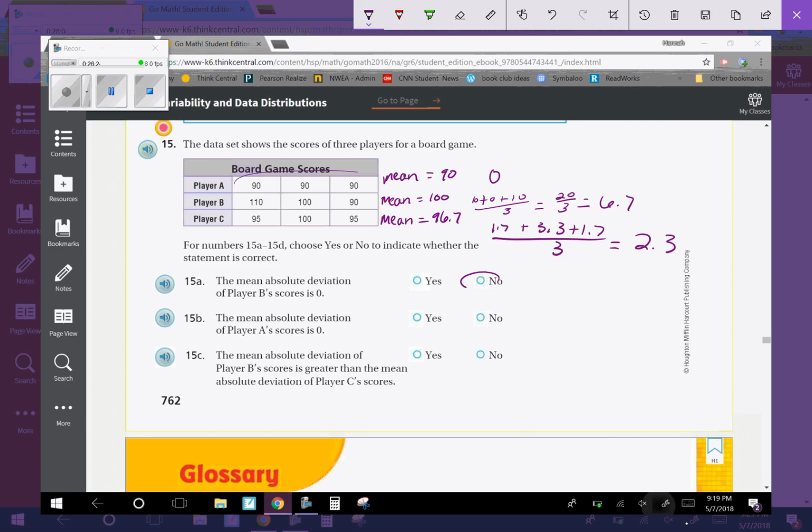So the mean absolute deviation of player B's score is 0. That is not true. The mean absolute deviation of player A's score is 0. Yes, that is true. The mean absolute deviation of player B's score is greater than the mean absolute deviation of player C's score. B, that's our mean absolute deviation. C, here it is. So yes, that is true.